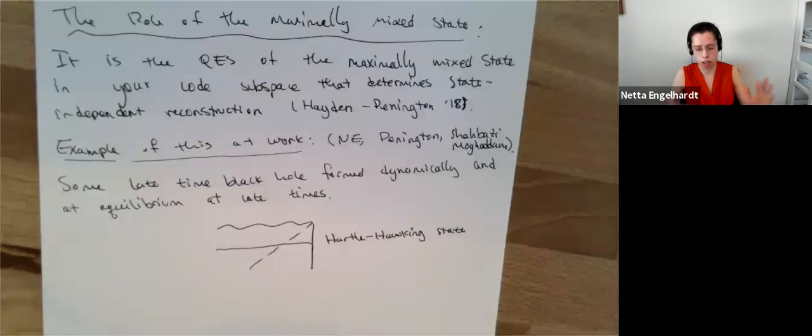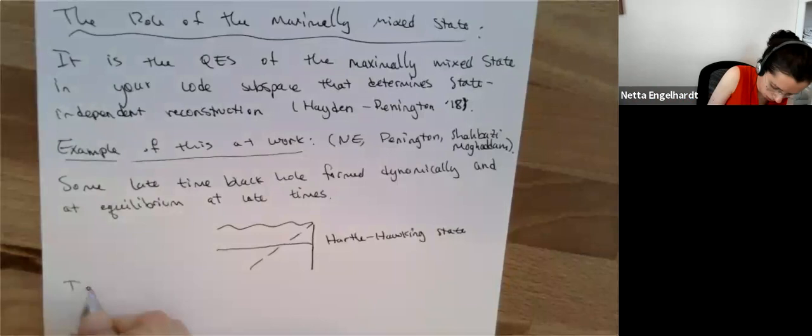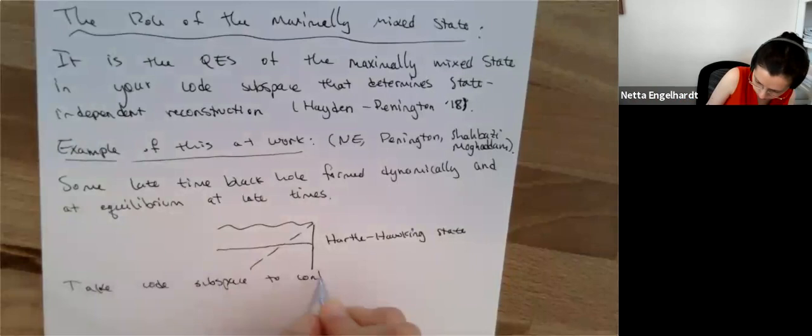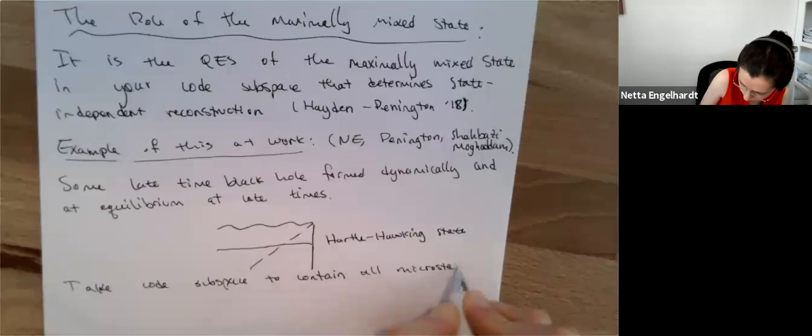Now, if we want to do any kind of bulk reconstruction, we better pick a code subspace. Let's be very ambitious. Let's pick our code subspace to contain basically all typical states of black holes that have smooth horizons. So we're going to take our code subspace to contain all microstates with a smooth horizon.